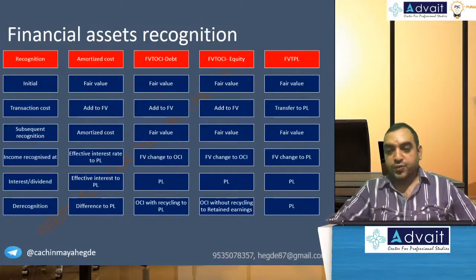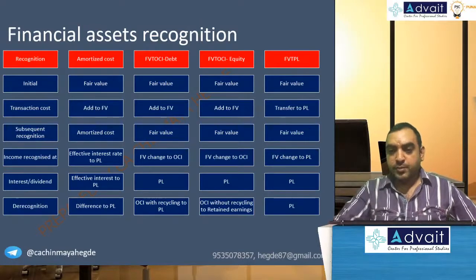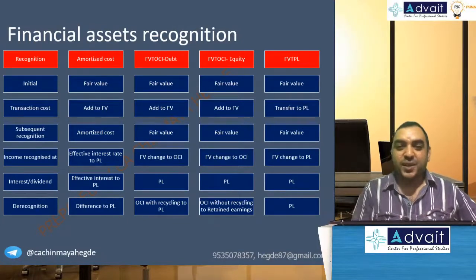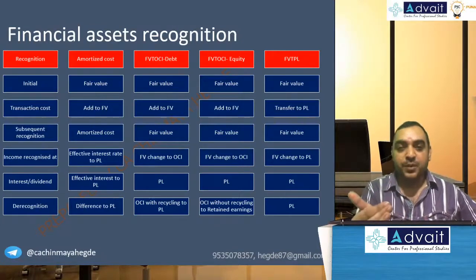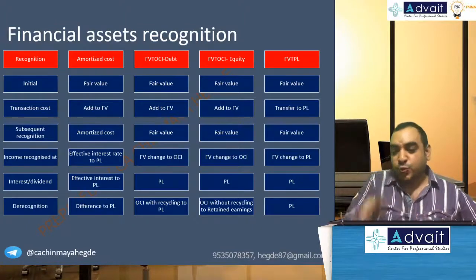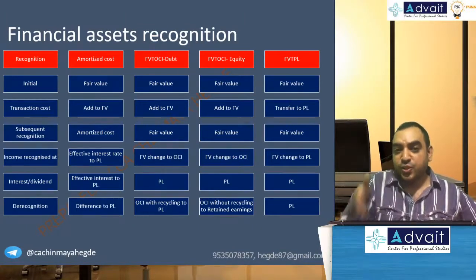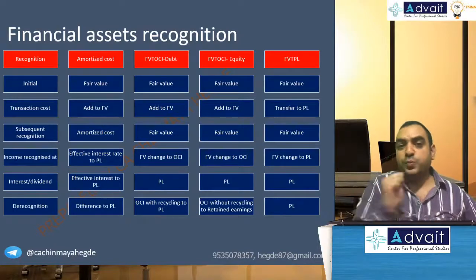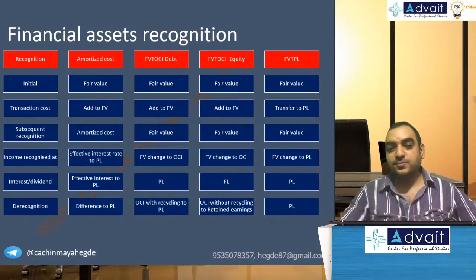Why is fair value transferred to P&L in case of FVTPL? Because the name itself is FVTPL, my dear friend. So it is transferred to P&L account. And FVTPL are primarily held for trading purpose, short-term purpose. So when the fair value changes, your intention is to trade, that should be reflected in the P&L account.